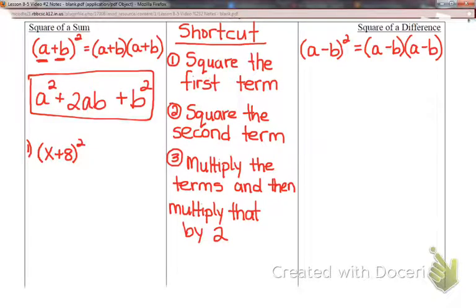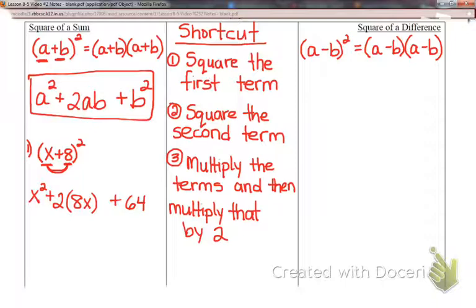Okay, so if I follow my shortcut steps here, I'm going to square the first term. The first term is x. If I square x, that just gives me x squared. I'm going to square the second term, which is 8. 8 squared is 64, but remember that goes at the end. Positive 64. To get the middle term, it says I need to multiply the two terms together, so that's 8x, and then take that times 2. And I'll put a plus sign in front of that because that'll be positive.